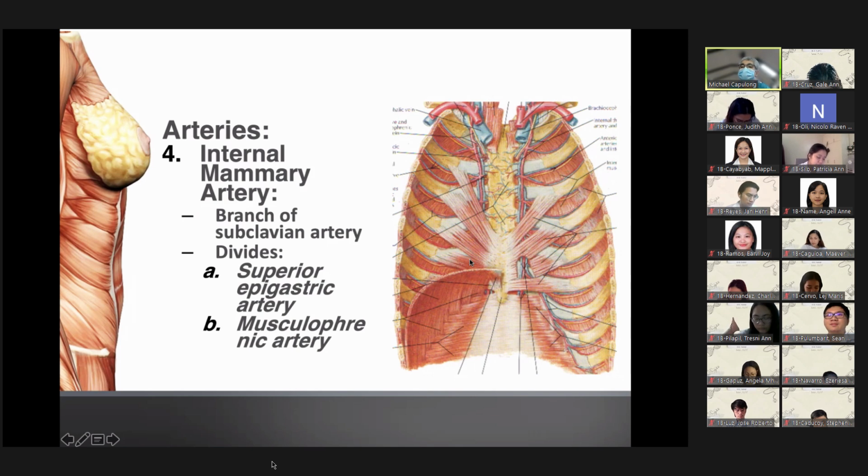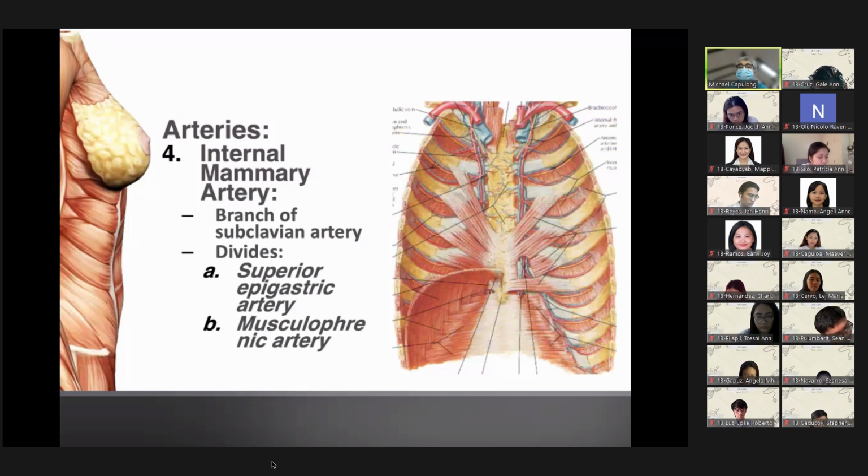In your dissection, you will not be able to see the origin of this, not unless the neck is also dissected already, because you will see the origin of your internal mammary artery in your subclavian artery. So this will subdivide into your superior epigastric artery and your musculophrenic artery.